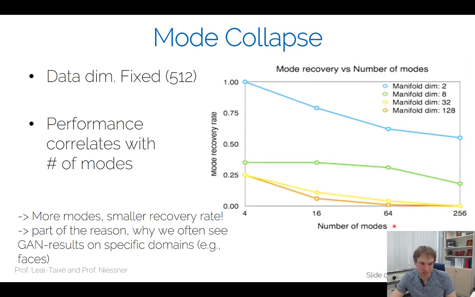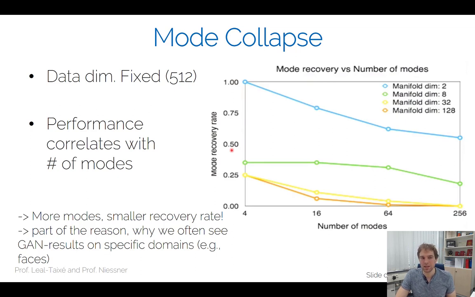So part of the reason why we often see GANs on specific domains is because we want to simplify our distribution, right? We simplify our manifold, basically. And because of that, I can most likely recover, well, I wouldn't say all modes, but I recover a lot of modes. You never recover all of the modes, right? And that's unlikely. Well, this is a toy example. This is not a real image example, right?